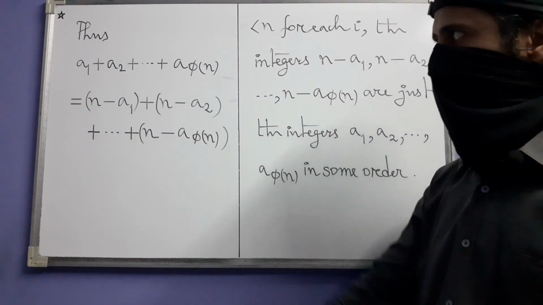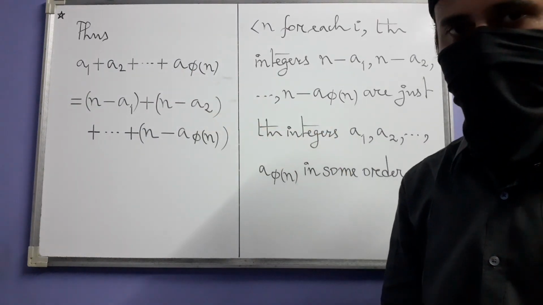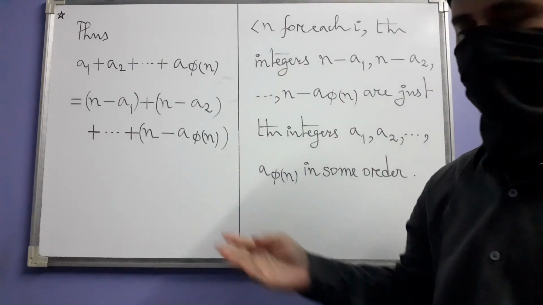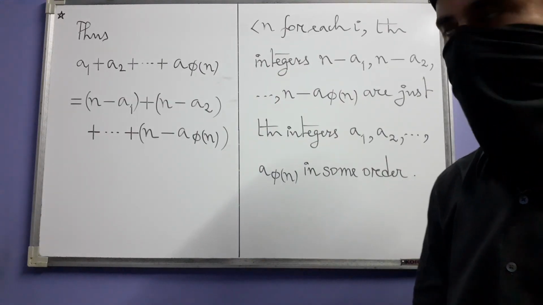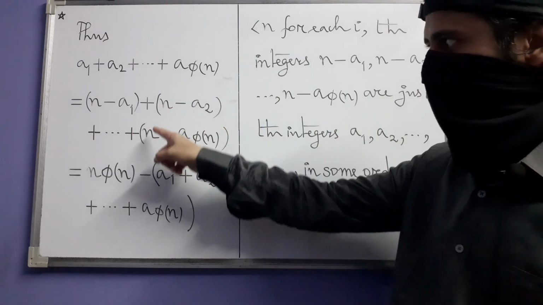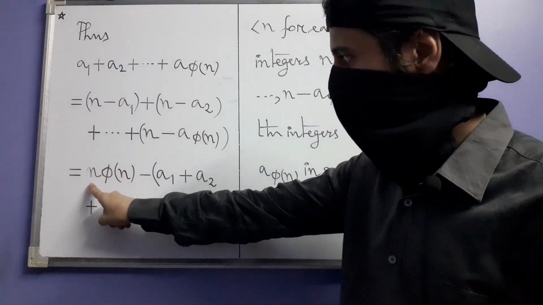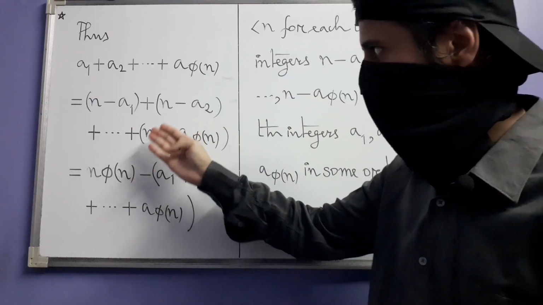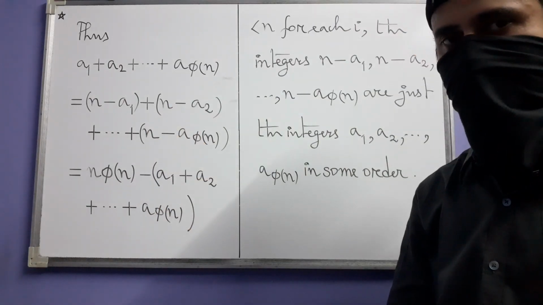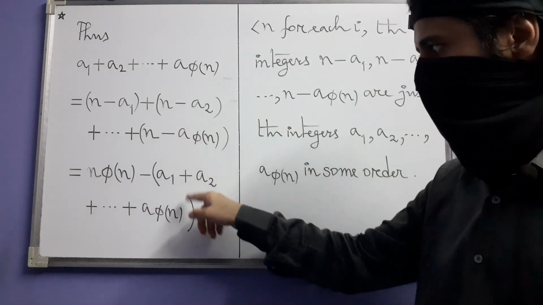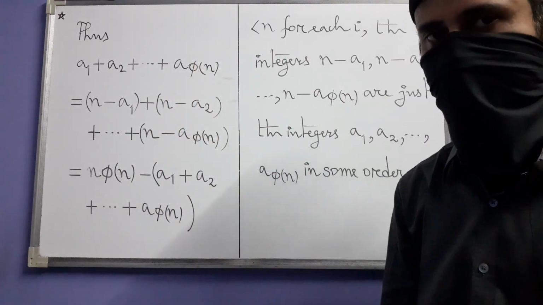And that's why if you take the sum of all the a_i's, then that equals the sum of all the n minus a_i's. So then you gather all the n's. How many of them are there? Phi of n. So that's how you get n times phi of n minus all these a_i's. We have taken the minus outside because then we recover this sum.